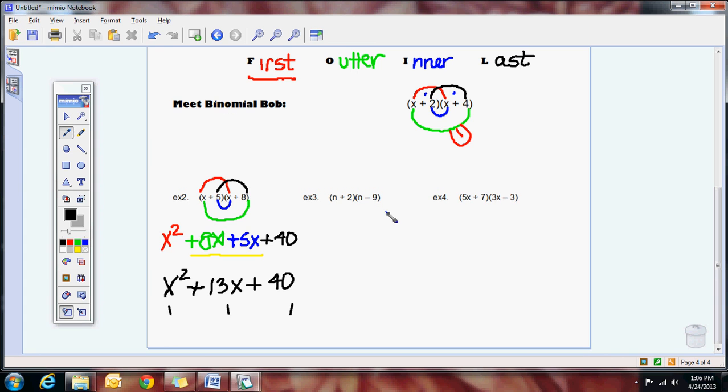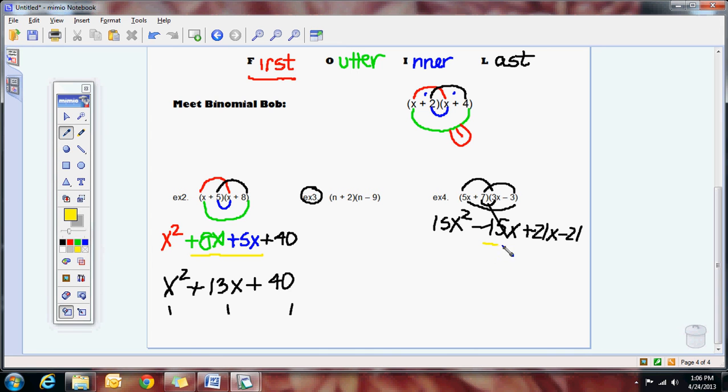All right, so we're going to skip this one. We're going to do it in class tomorrow. And let's just do one last practice here as quick as possible. If you want to turn me off and try this on your own, you can. This one has coefficients, so 5x times 3x would give us 15x squared. Outer two terms, watch those negatives and positives, so negative 15x, and then plus 21x, and then our last, negative 21.